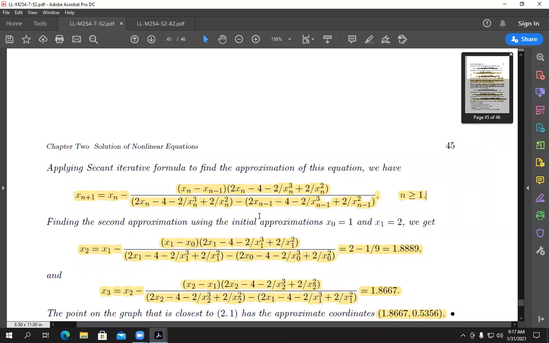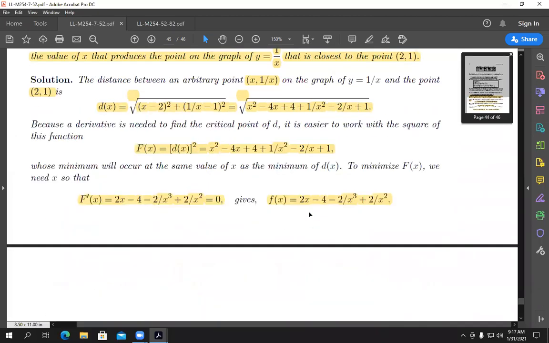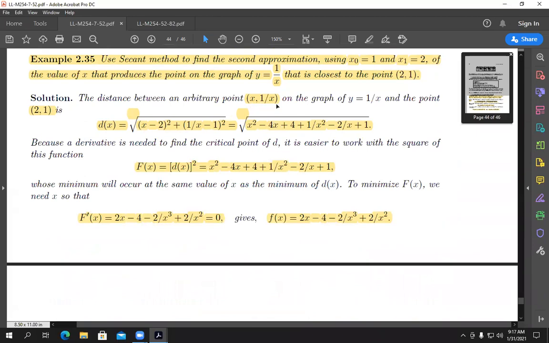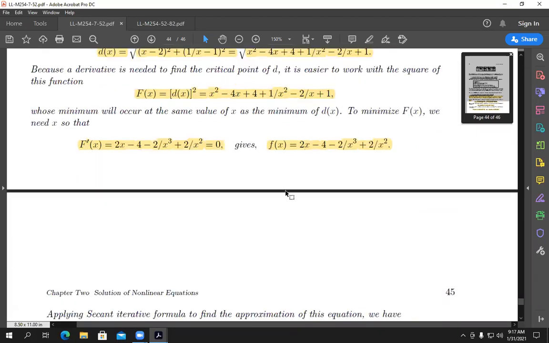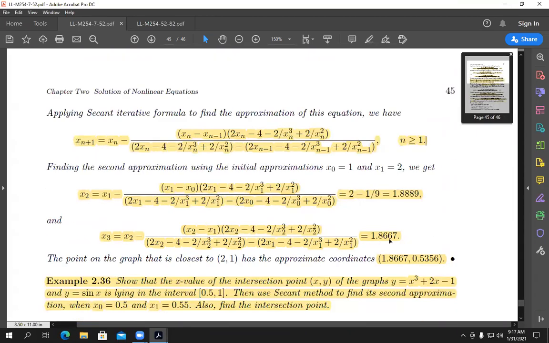Here, the x value of the point you can find. It's a second approximation. That means you use this formula 2 times. x2 is this and x3 is this. So you find x is 1.8667 and you need the point, x and y. y is 1 over x. So x you already found is 1.8667, and y you can find as 1 over 1.8667, which gives you this, and that's the answer of the problem.